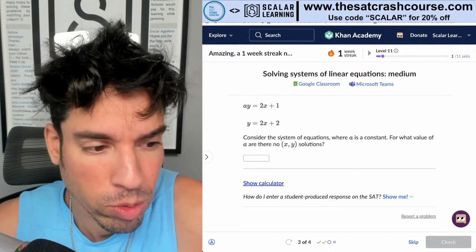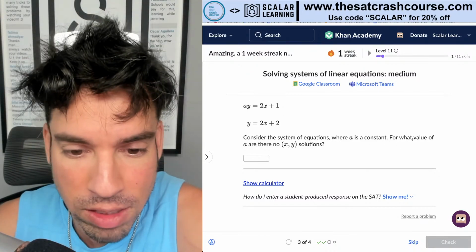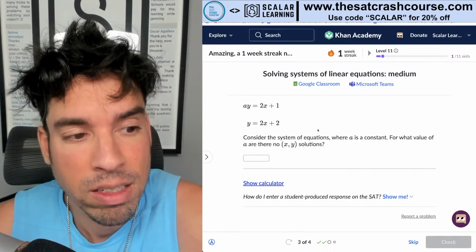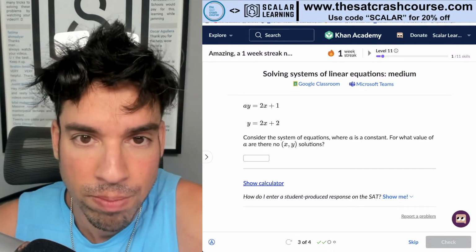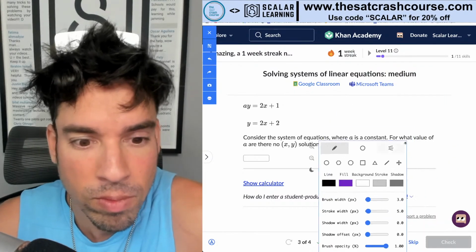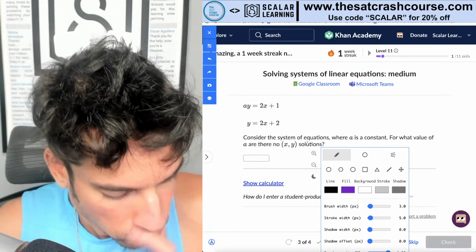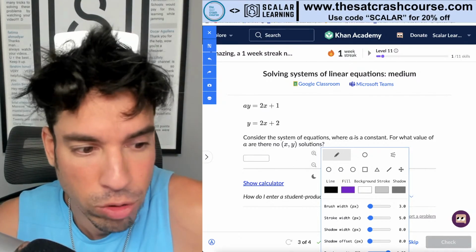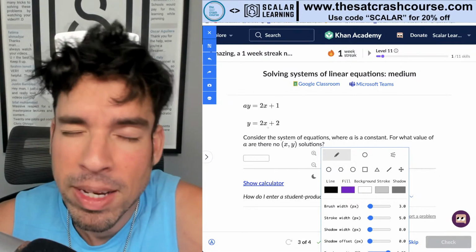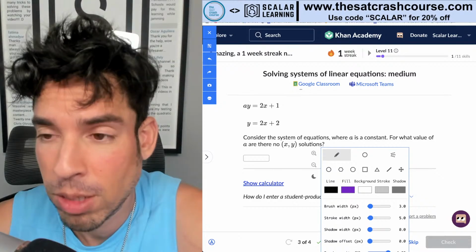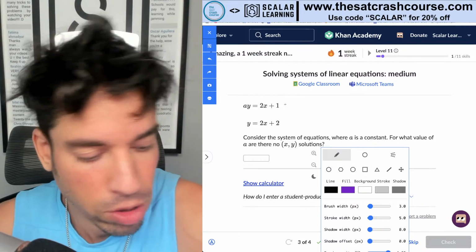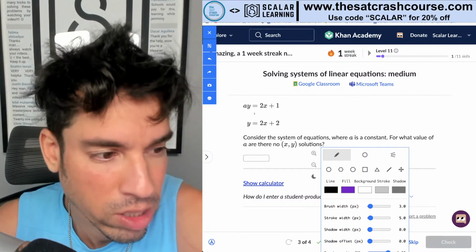Okay, this is an interesting one. Consider the system of equations where A is a constant. For what value of A are there no XY solutions? Again, it's going to be when they are parallel. So remember this. When you see something where they ask for what value of the constant these will have no solutions, we need same slopes, different y-intercepts, but you usually don't have to worry about the y-intercepts. It should work out that the value of the constant that gives you a parallel slope will invariably give you different y-intercepts.